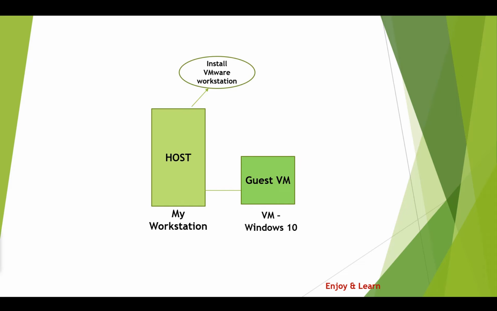Looking at this diagram, just so you guys can understand, the host is where you will be installing the virtual machine using the VMware Workstation application, and the guest is your virtual machine. The host here is my Windows 10 computer, my workstation, and I have already installed VMware Workstation. If you're not familiar with how to install VMware Workstation, please do check out my other videos. I will share the link below in the description as well. The guest VM is another Windows 10 that I will be installing on VMware Workstation. So, okay, let's get started.